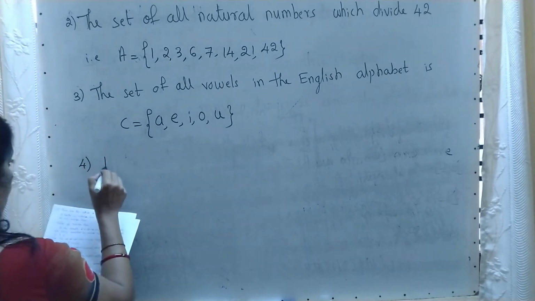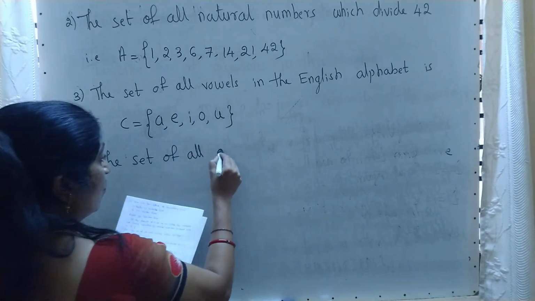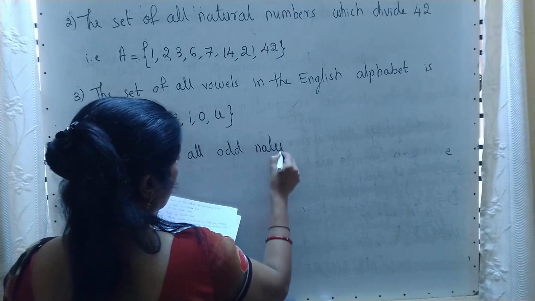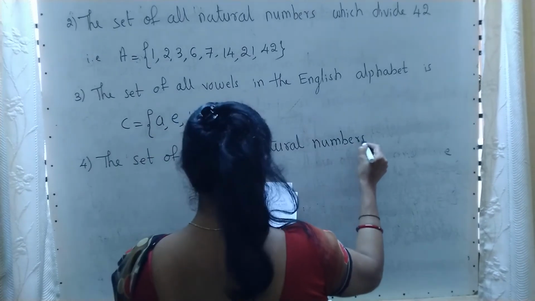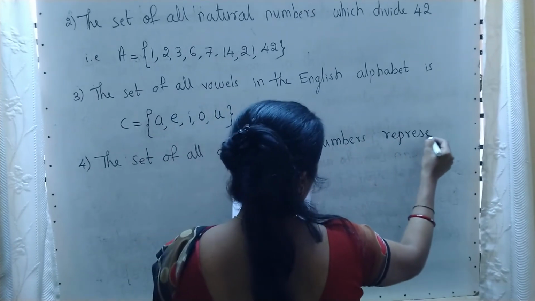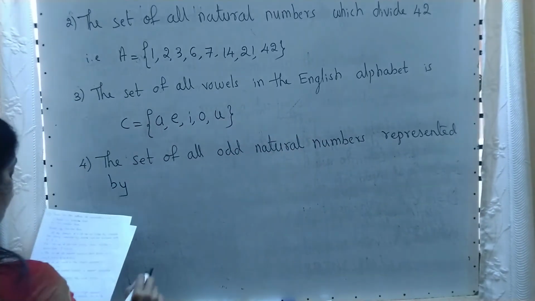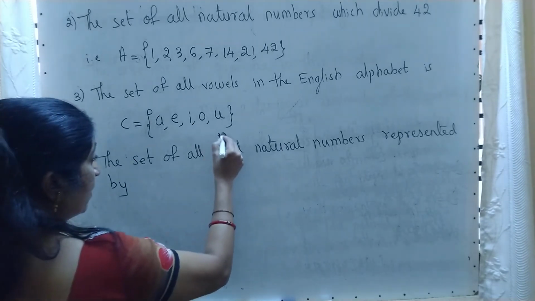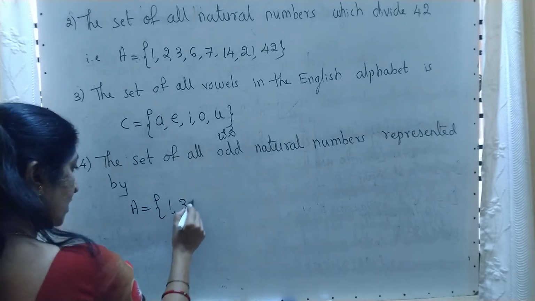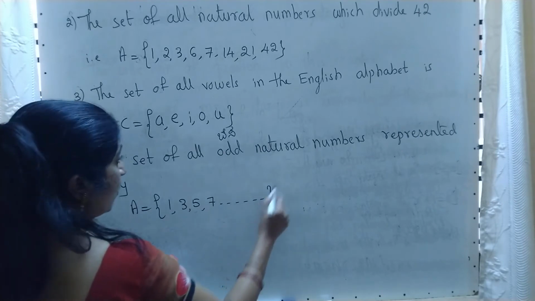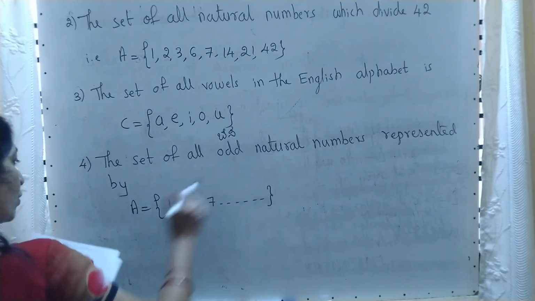Fourth one. The set of all odd natural numbers represented by, see, the set of all odd natural numbers. So how do you write it? I am taking it as a set A: 1, 3, 5, 7 and so on, continuing, because they have not mentioned the last value where we have to stop, so it goes on continuing.